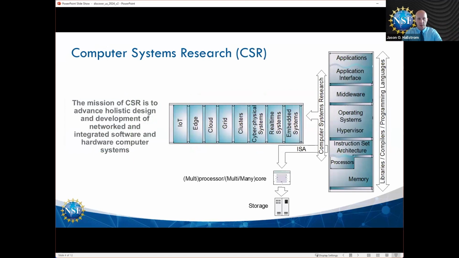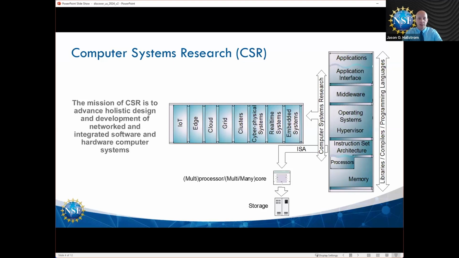The first is my home cluster. This is Computer Systems Research, the Computer Systems Research Cluster, or CSR. The CSR mission, exactly as computer systems research sounds like, is to advance the holistic design and development of networked and integrated software and hardware computer systems. The work that we support spans everything from low-level memory, processors, instruction set architectures, all the way up through the application interface, but not including the applications themselves.